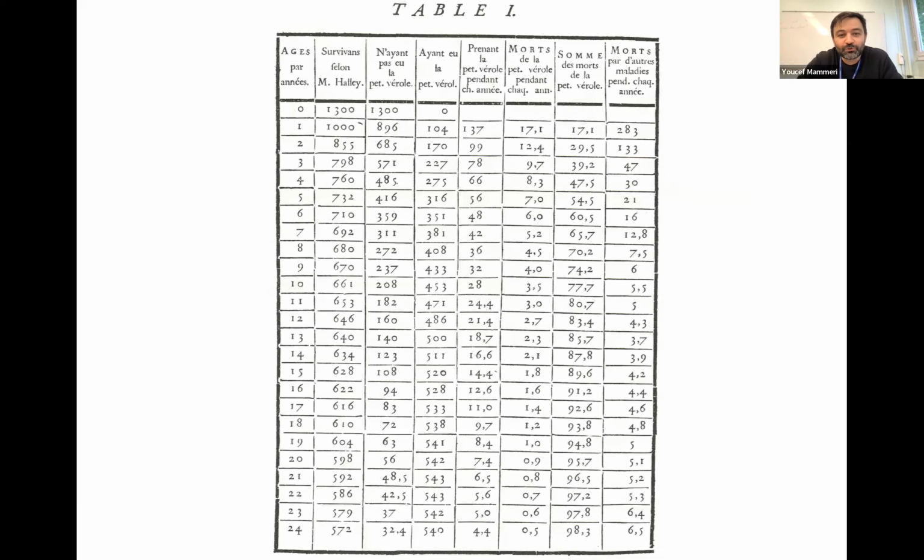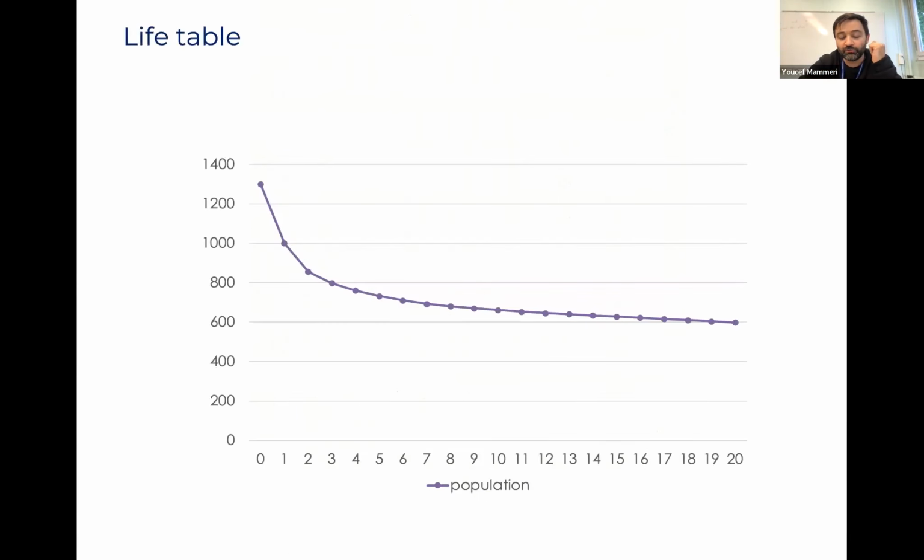So if you look at the paper, this is the table he gave. There is no computer, so he made all the computation by hand. It's written in French, so here you have the age, here you have the surviving individuals of age 0, age 1, etc. The ones who didn't get the disease, etc. So if I put it another way, this is the data from his table.